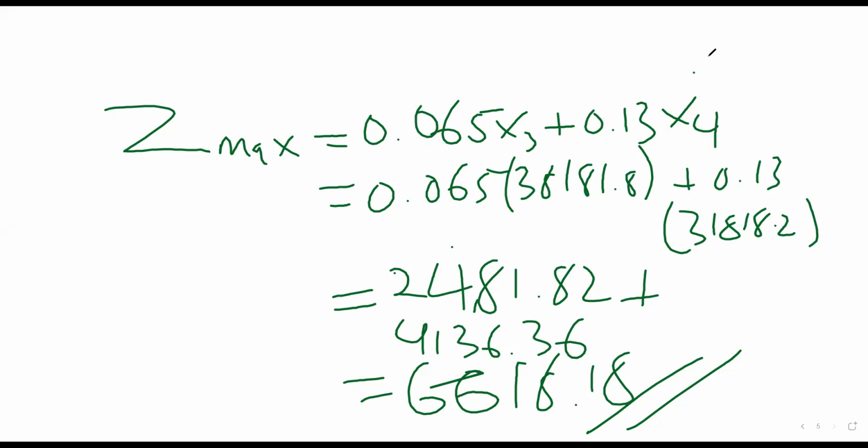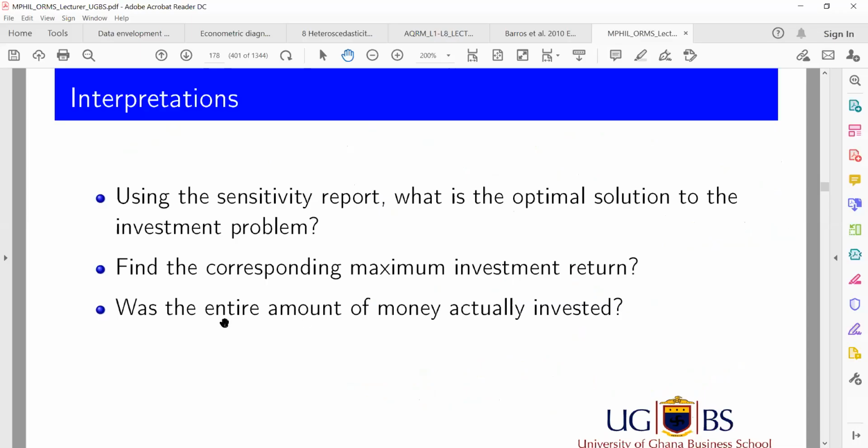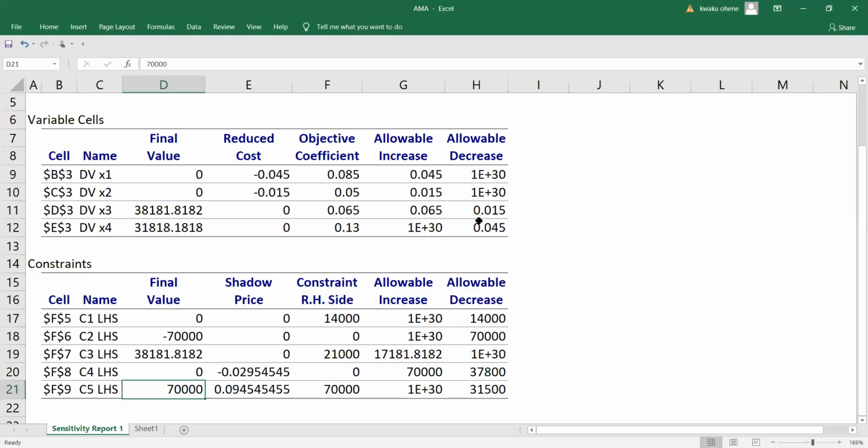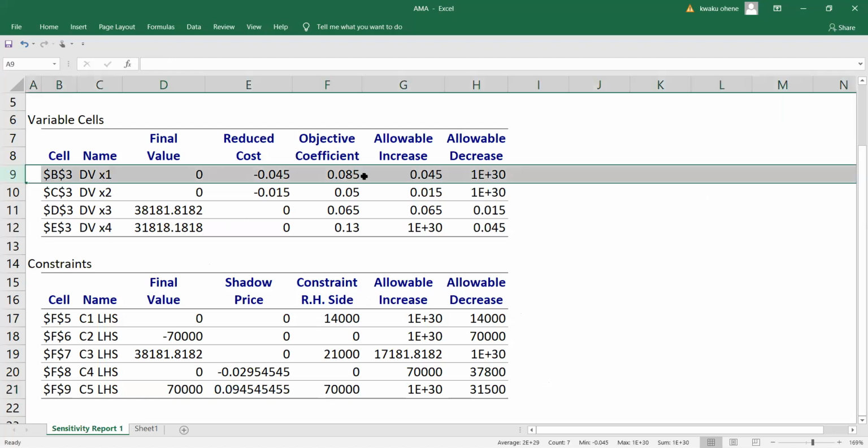So at this stage, we are now ready to go to our next question. We've already answered this one: was the entire amount of money invested? Yes, because the usage of the amount was the same as the available. What is the sensitivity range for the amount of municipal bonds? Let's go and get that. It's very important to appreciate this. Municipal bonds was the first one, X1. So this X1 here, the sensitivity range.